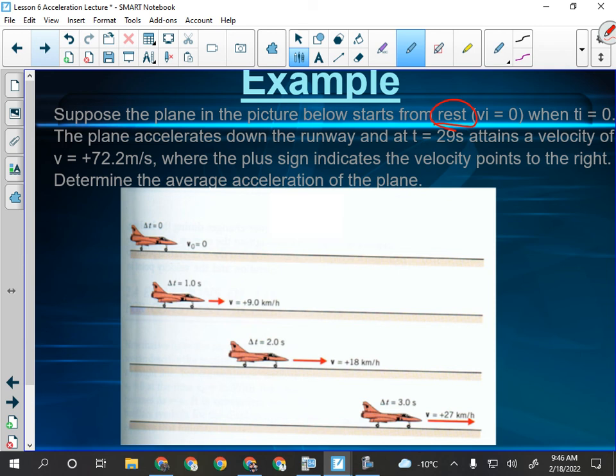Okay. All right, so the plane accelerates down the runway and after 29 seconds attains a velocity of positive 72.2 meters per second, where the plus sign indicates the velocity points to the right. Determine the average acceleration of the plane. All right, so what I was given, VI, right? I was also given VF. And I was given time. And asked to find acceleration. Can I use my science 10 acceleration formula here?